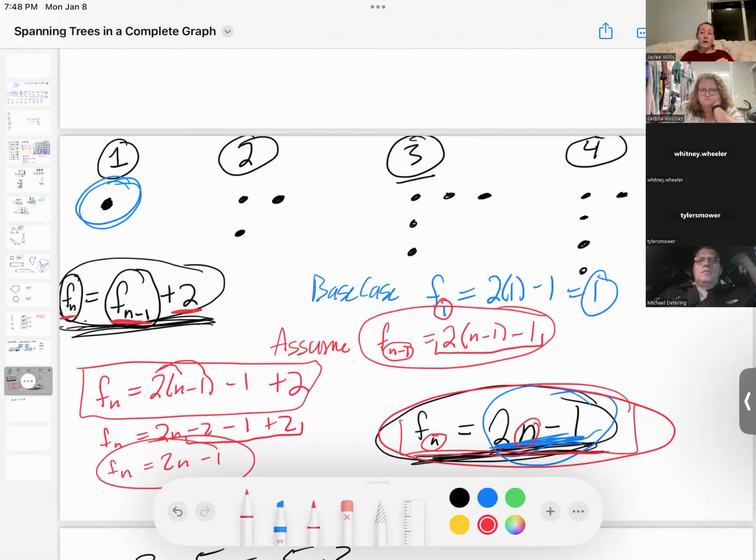Melissa, typically, yes, you can technically assume it for the nth term and then prove it for the n plus 1 term, because it's still the same idea. So if notationally it's easier for you to do that, you can do that. But usually it tends to be easier if you assume the n minus 1 term and use that to prove it for the nth term.